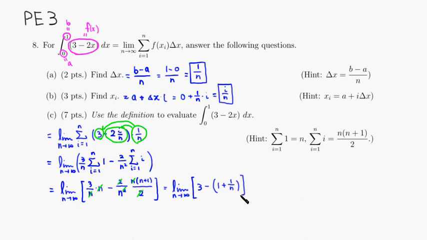All right, then we can take the limit. As n approaches infinity, 1 over n approaches 0. So what you get is really 3 minus 1. So that's 2. So 2 is the value of this definite integral. That's it. I hope that this was clear.